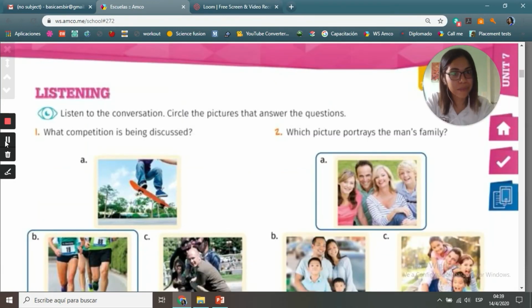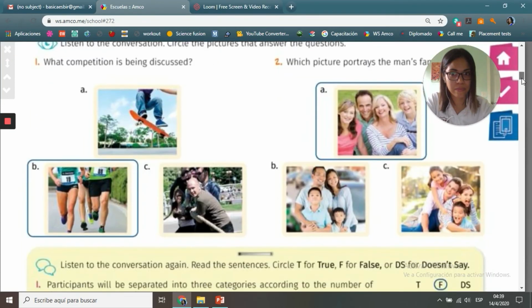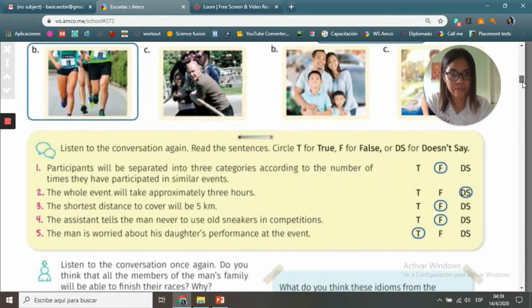Alright, now that I'm done reading you the story or the conversation you were supposed to be answering, you can check your answers right now. You can pause the video if you need extra time to look and check the answers.